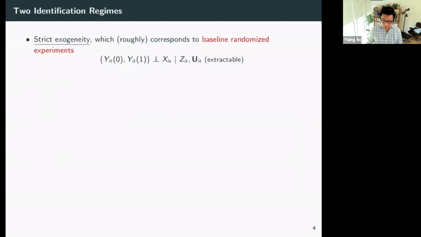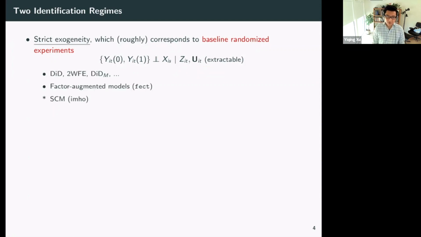And just a quick review on the two identification regimes, the two types of identification assumptions. One is strict exogeneity, which roughly corresponds to baseline randomization. So the potential outcomes are independent of the treatment at any i, any t, conditional on D_it and U_it. And U_it needs to be estimable, it can be learned from data. I say roughly because sometimes you can also condition on the past treatment. That is fine.